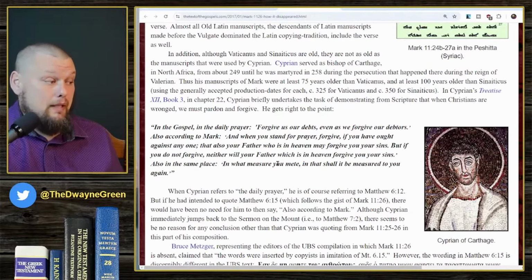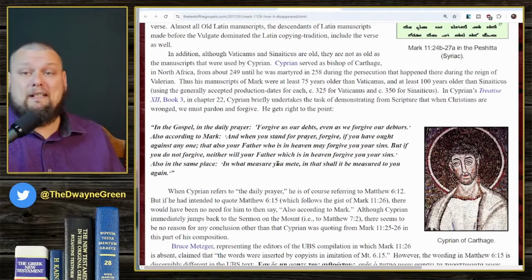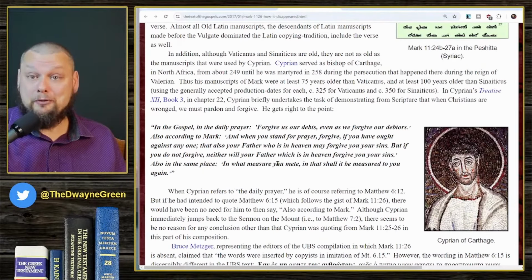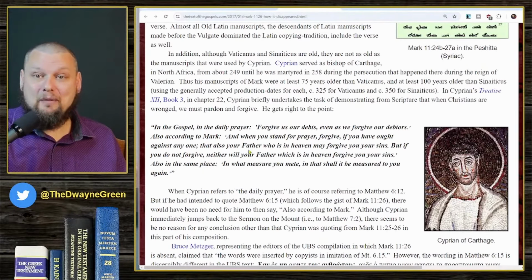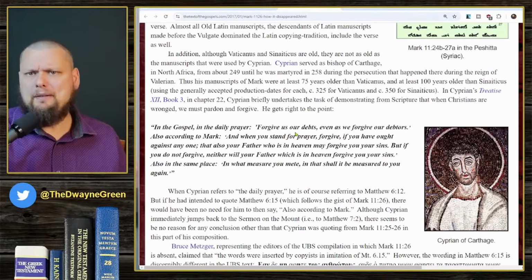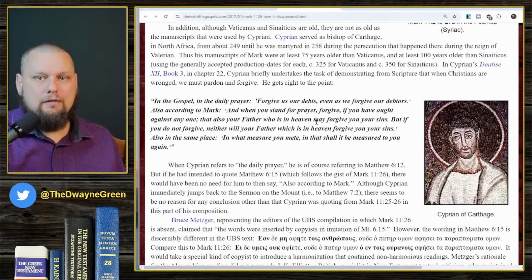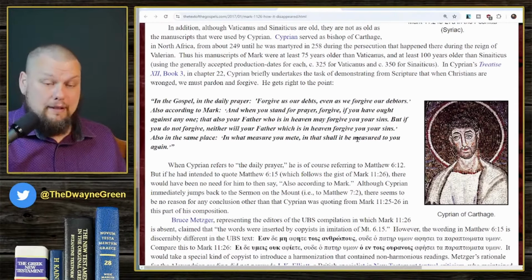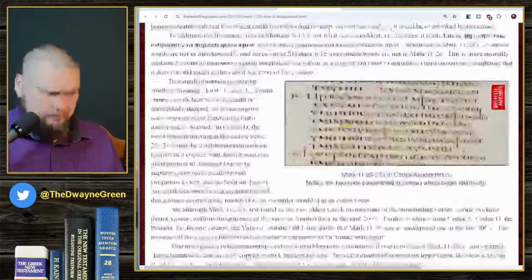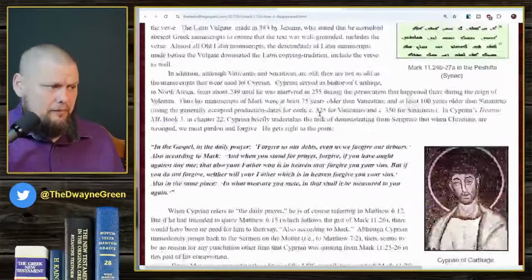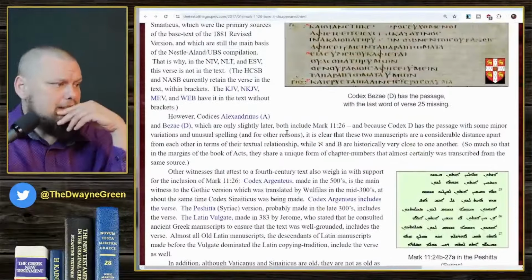So we have what appears to be a direct quote of Cyprian in 250, right? And he's clearly reading a manuscript that's just as old, or probably older than he is. I don't know, that's hard to tell. But anyway, in 250 we have a quote of this specific passage in Mark. So we have versional support here.